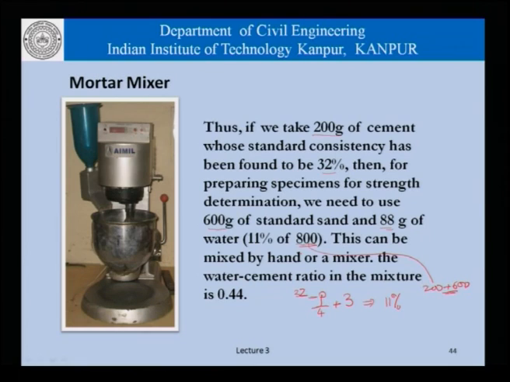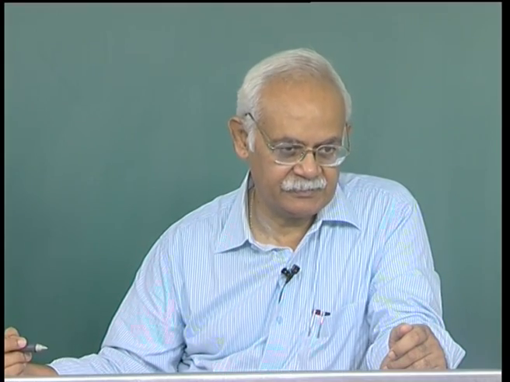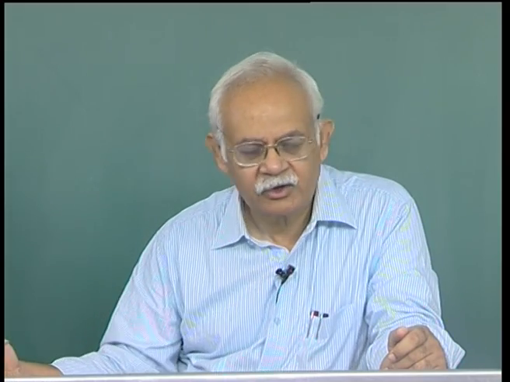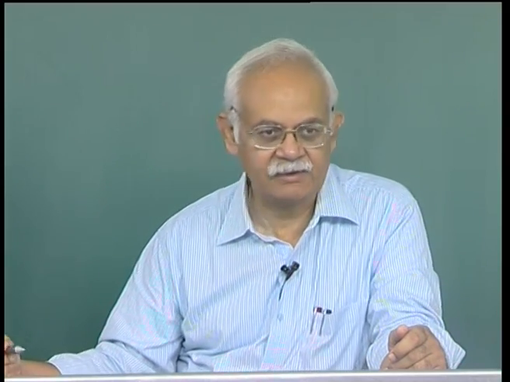So, we are using 11%, that is 88 grams of water, and this mixture can be mixed by hand or using a mixer here. Please remember that if this is the mix that we are using, then the water cement ratio of that mortar is 88 grams of water divided by 200 grams of cement, which is 0.44 or 44%. Now, this is a very important thing, because for the same cement, if the standard consistency is different, that is, if the fineness was different or something else was to happen, then the amount of water that we use will be different, and therefore, the strengths are likely to change.